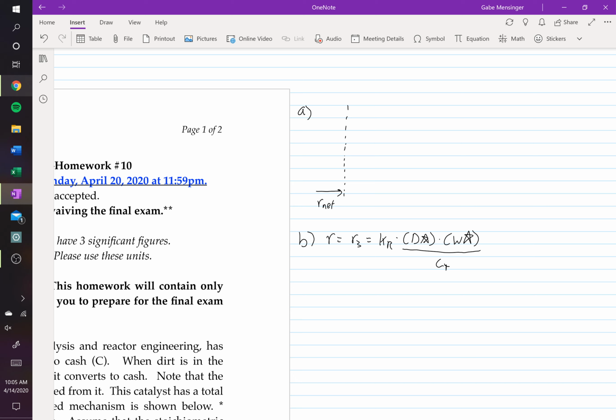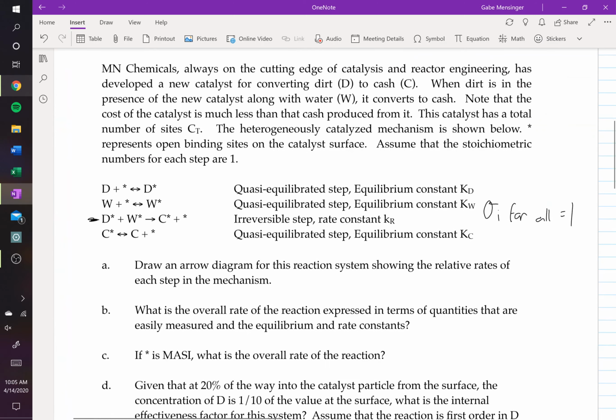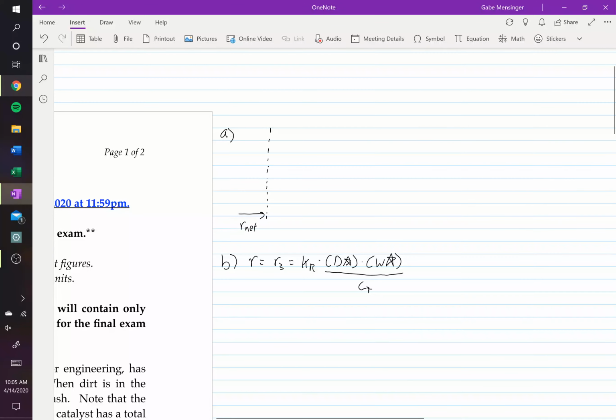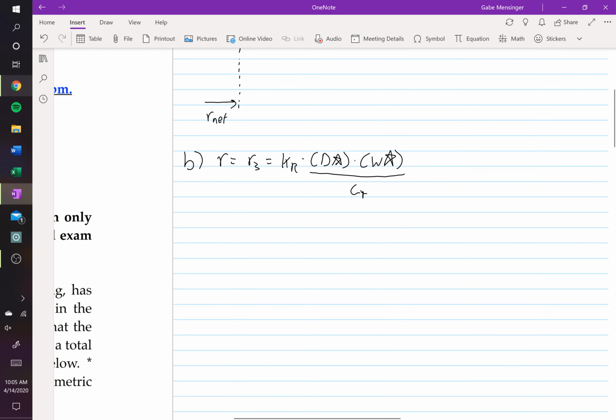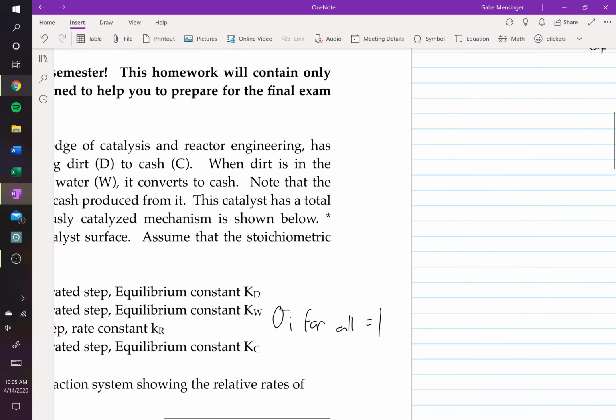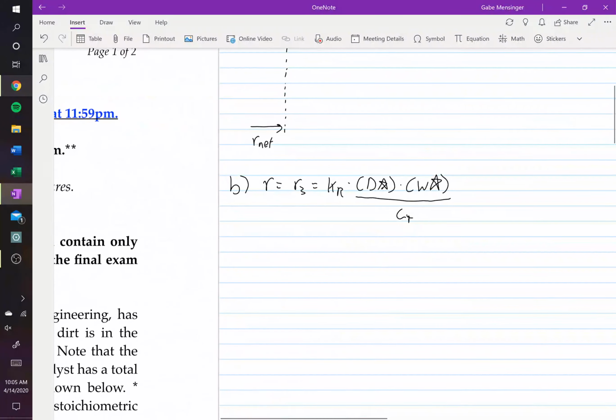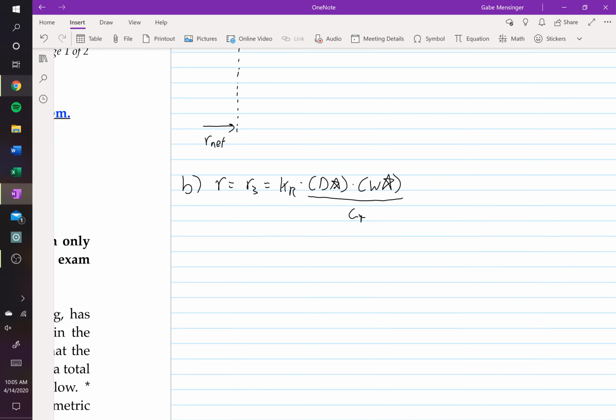Okay, so now we need to do this in terms of easily measurable quantities and equilibrium rates. So D star, W star, they are not easily measurable. So we'll have to find different expressions for them. From remembering that our first, second, and third steps are QE, from step 1, we can get that D star is equal to our capital KD times D times star. Same thing for our W star from step 2.